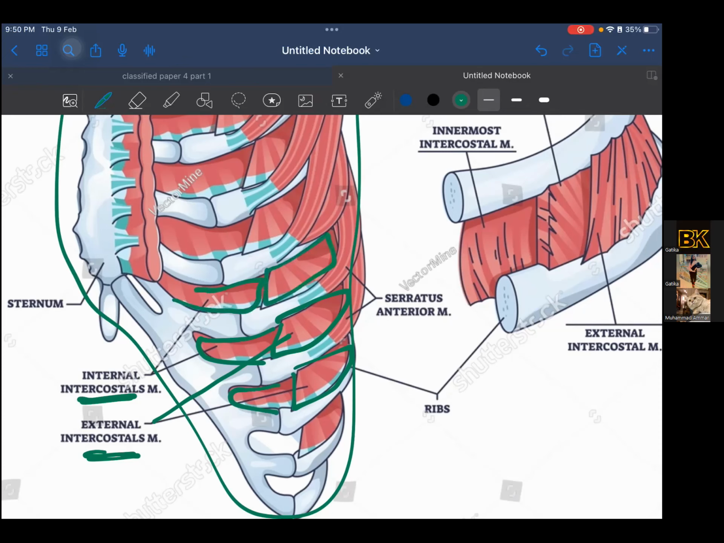This one you see, it looks like it's on the outside, right? If I use a different color, this one looks like it's on the outside. So that is the external one. This one is external. Clear?